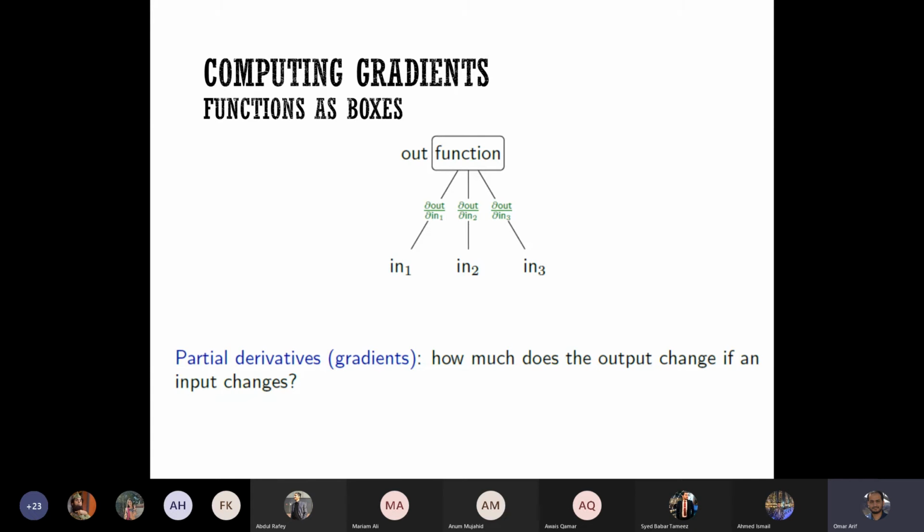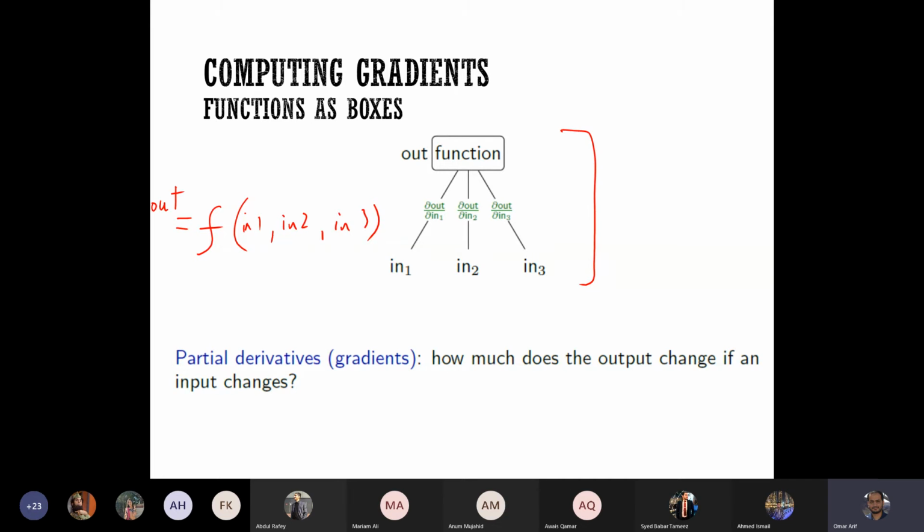Okay, in order to do that, let's start by looking at a box diagram, or this diagram here, of a function. So what is a function? You have a function, there are certain inputs to the function, and for example in this case you have in 1, in 2, and in 3. And then this function produces some output which is called out.